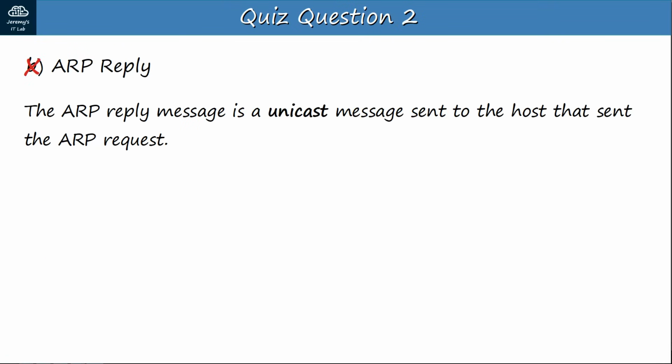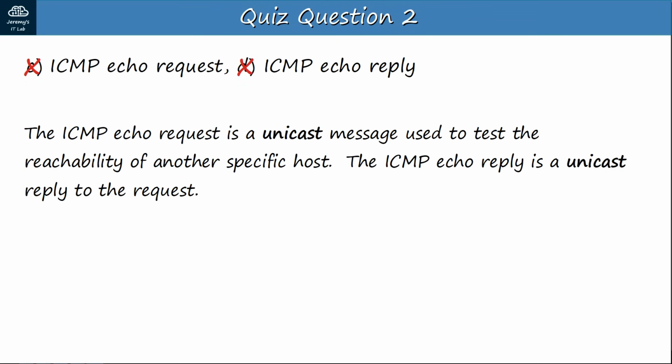Let's check. The ARP Reply message is a unicast message sent to the host that sent the ARP request. So B, ARP Reply, is incorrect. The ICMP Echo Request is a unicast message used to test the reachability of another specific host. The ICMP Echo Reply is a unicast reply to the request. So C, ICMP Echo Request, and D, ICMP Echo Reply, the 2 messages used in ping, are incorrect.